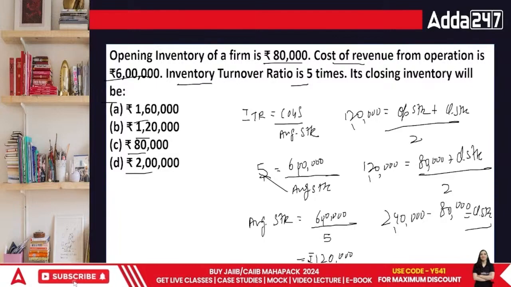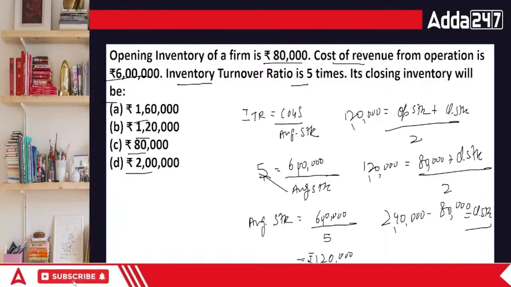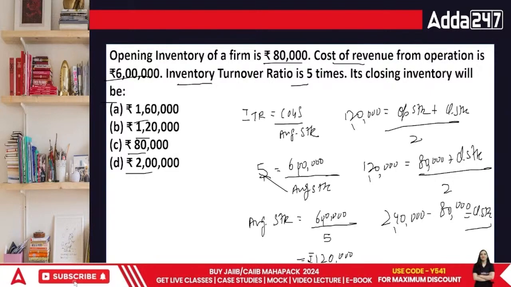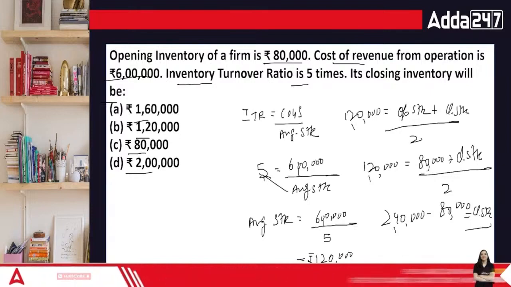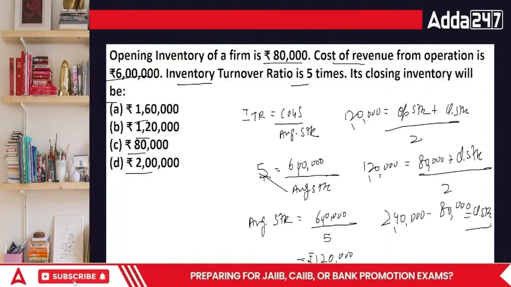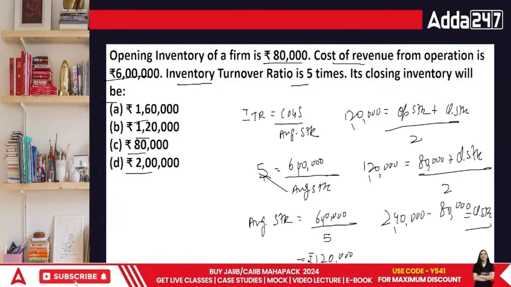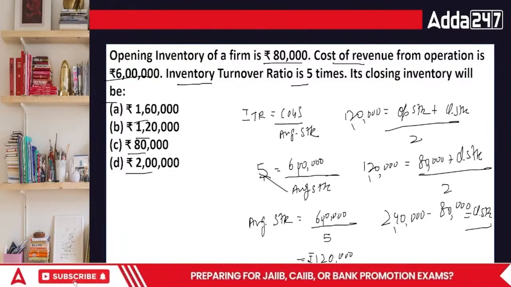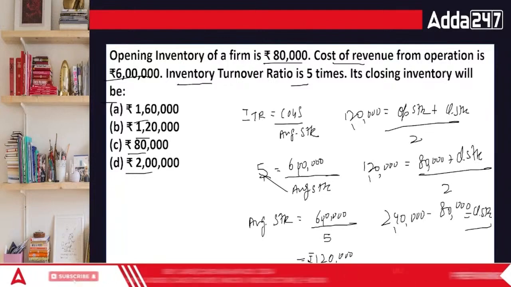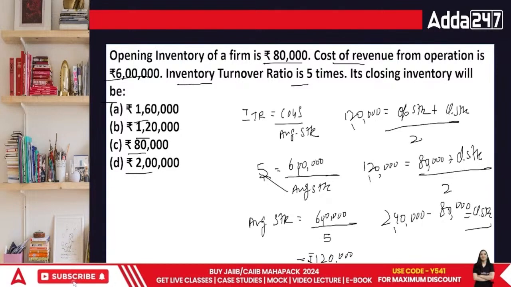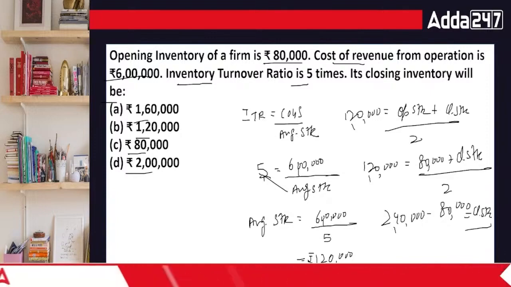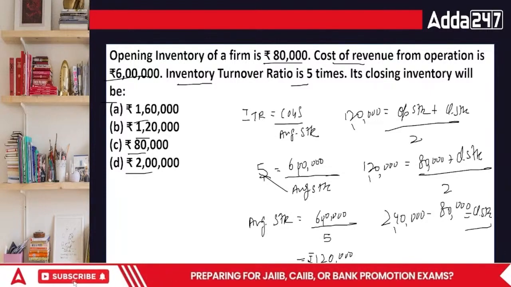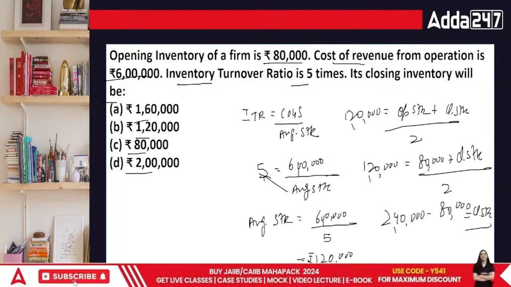And let me know if you're all done with it. Done, everyone? See, in this case, first of all, I had to apply ITR, then I had to apply the average stock formula, and then we calculated the entire answer, right? Done, everyone? Let's move on towards the next question.